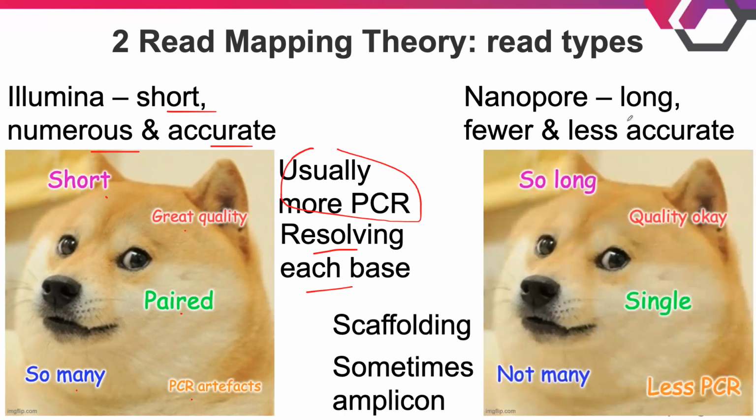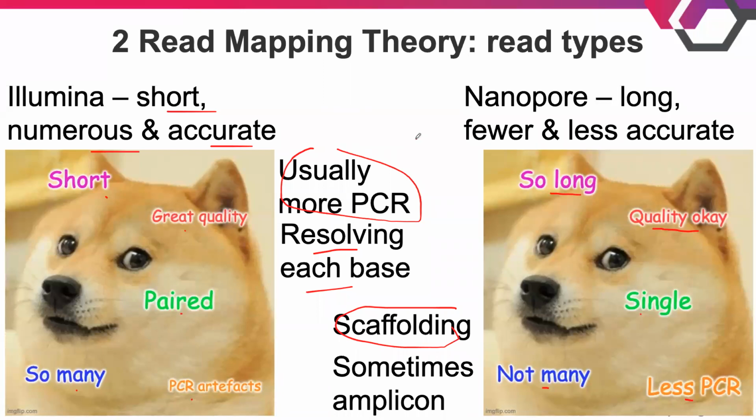Nanopore reads are longer. The quality is becoming gradually better over time. They're single-ended, but that doesn't matter because they tend to be long. There are fewer of them because the preparation protocol is more tricky, and they may have less PCR, or indeed for many viral species samples may be amplicon sequenced. They're very good at the structural resolution of this whole area. So that's how they can be used.